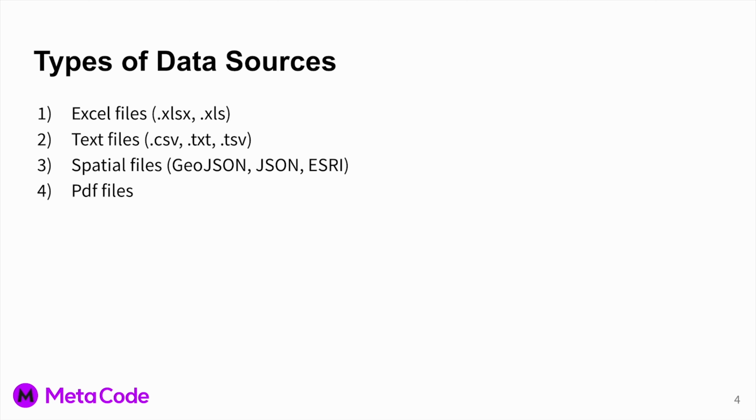There are various types of data sources that you can connect to Tableau Public. You can use Excel files, text files, spatial files, and even PDF files. When it comes to PDF files, Tableau Public will be able to read PDF files that include tables on the pages.